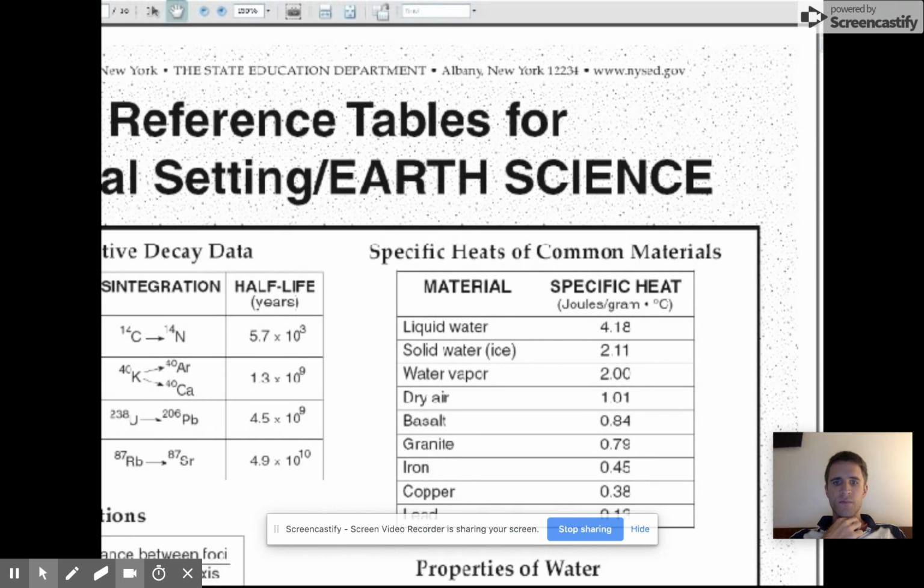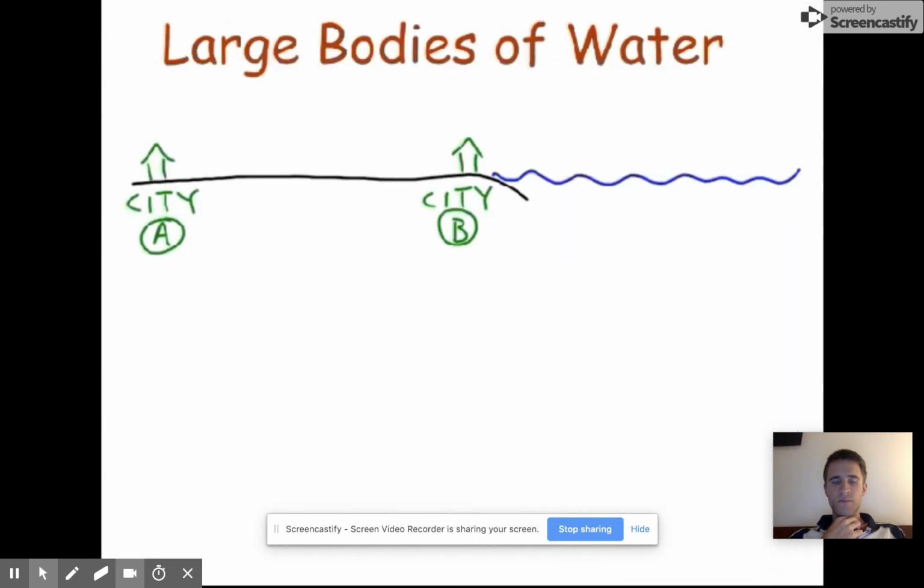So you remember from the front page of your reference tables, liquid water has a specific heat of over 4 joules per gram. Yet land, which is made out of rock, maybe some basalt and granite, has a specific heat of less than 1 joule per gram. So that land is going to heat up a lot faster than the water is going to heat up.